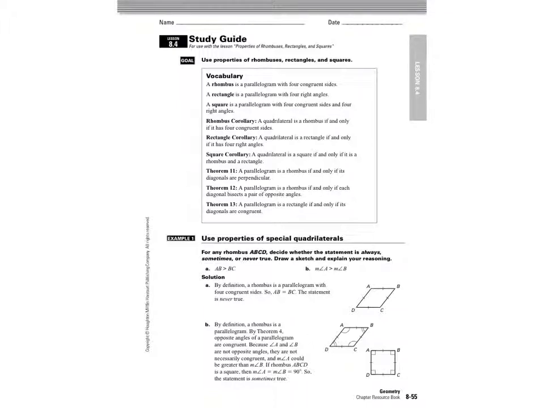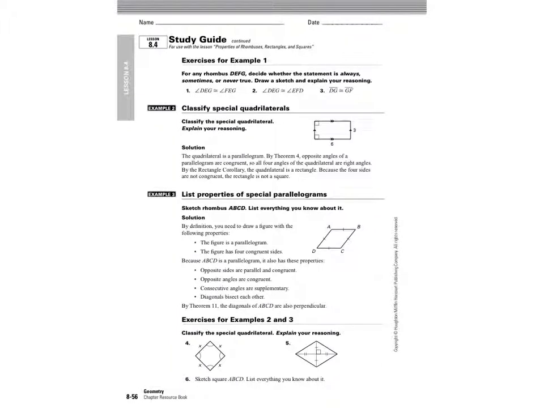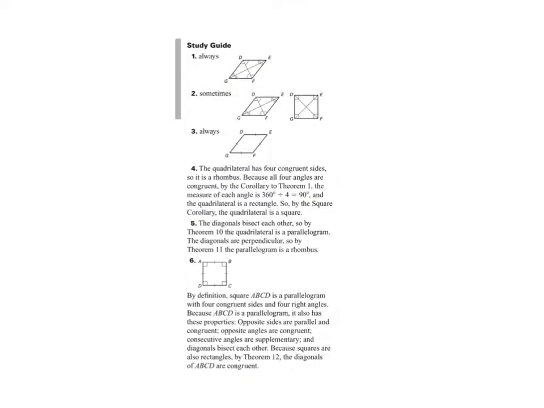Here again, there's some sometimes, always, and never in here. Here are all of the properties for rhombuses, rectangles, and squares along with the definitions. You need to memorize them. Here are some more examples. Here it's asking you to classify. You would give me the most specific name. Again, more sometimes, always, and never questions. And there are the answers.